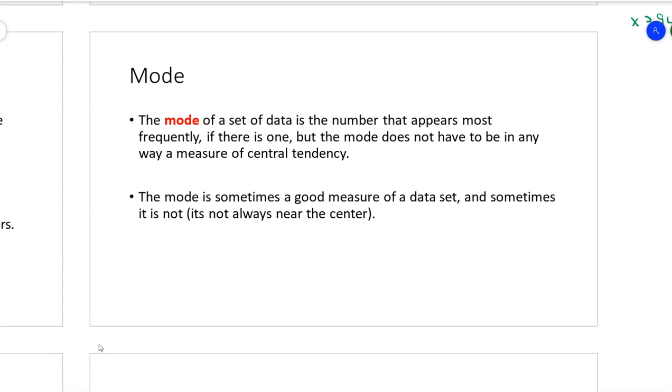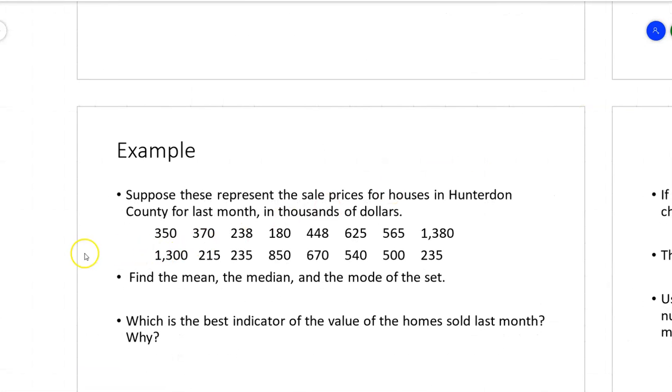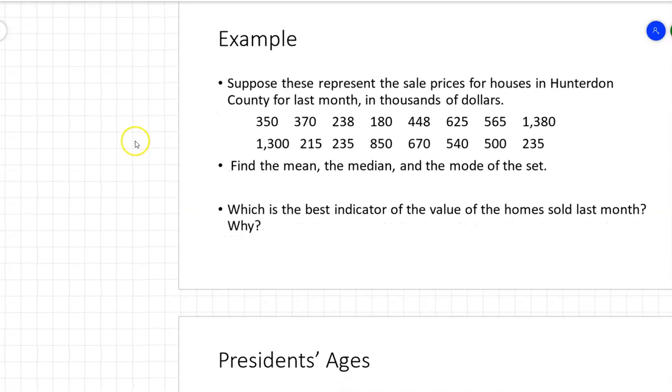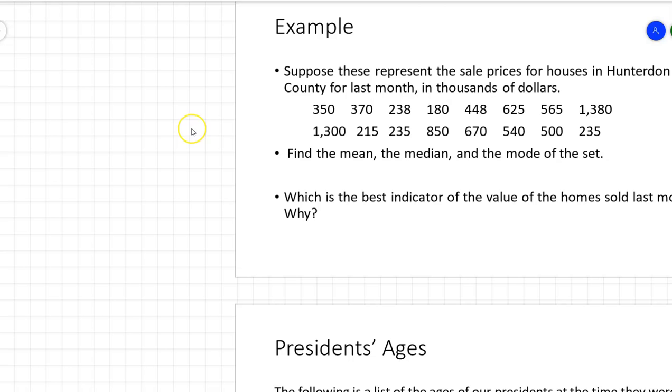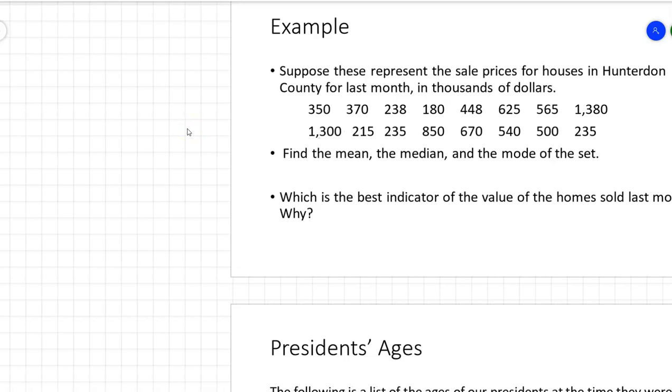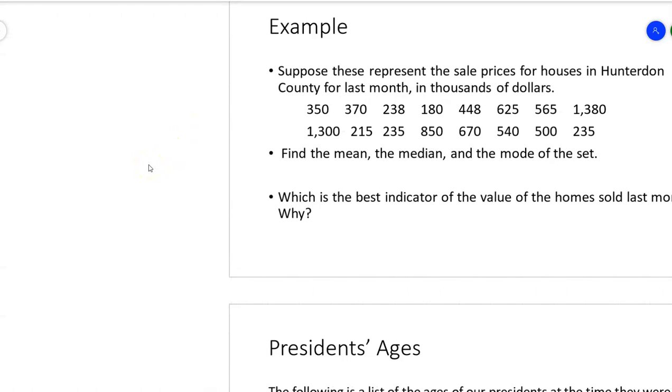So let's look at this example. This is an example I have that has housing prices: sale prices for houses in Hunterdon County last month, in thousands of dollars. This is totally made up data, so don't go looking to see if it actually was. It's not. So all these things are listed in thousands of dollars. It says find the mean, the median, and the mode of the set, and which is the best indicator.